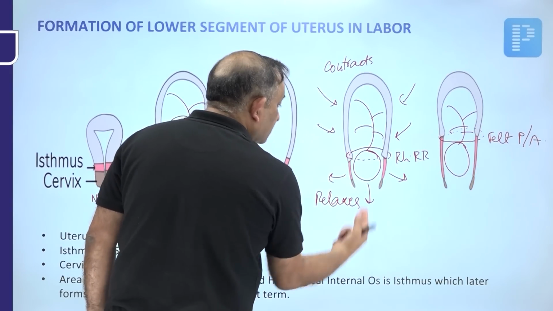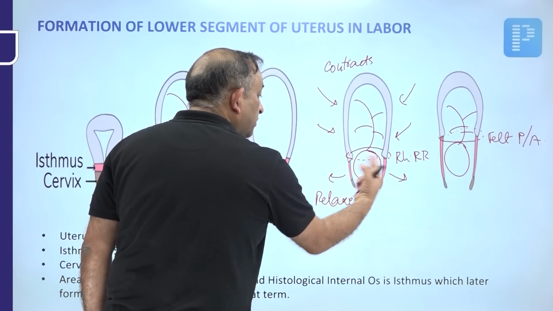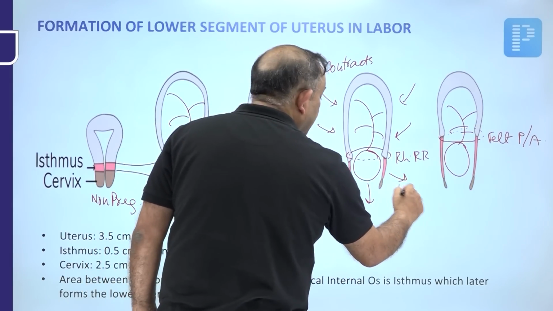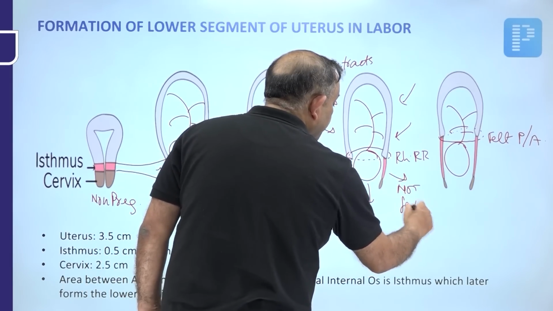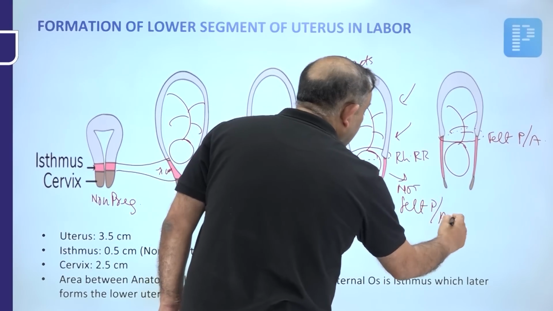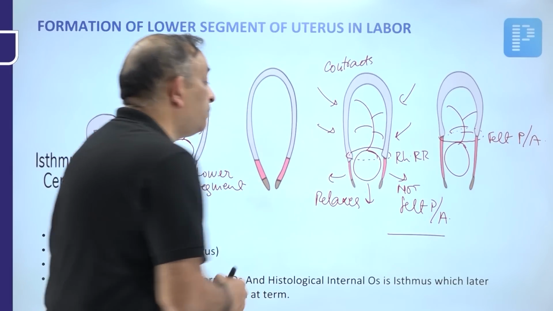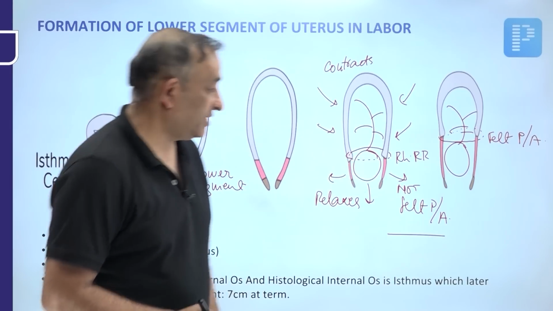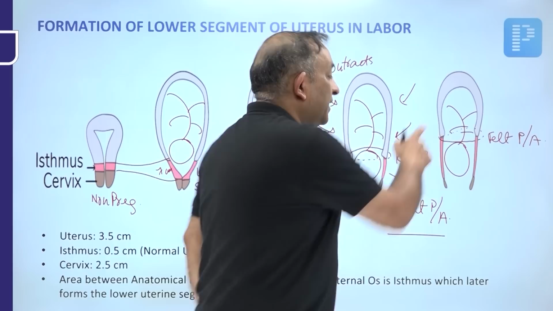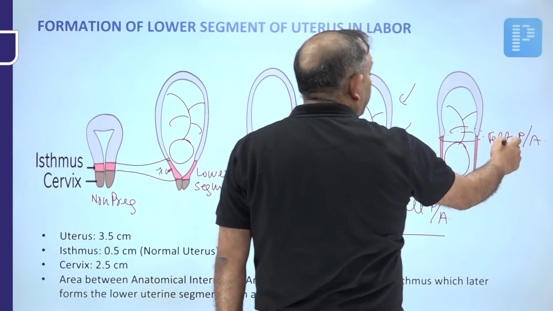But this physiological retraction ring, when you put your fingers in the vagina, then only you can feel it. It is not felt per abdomen. A physiological retraction ring is formed always in labor and can be felt only through PV. It can be felt through a per vaginal examination. But a pathological retraction ring can be felt per abdomen.